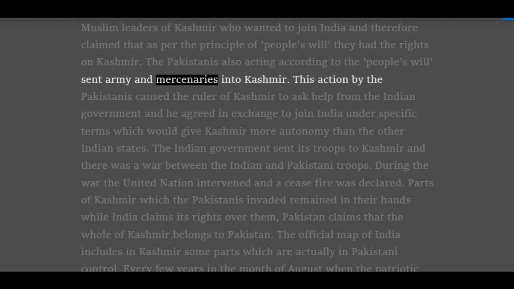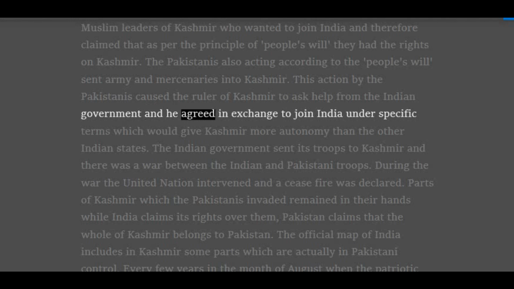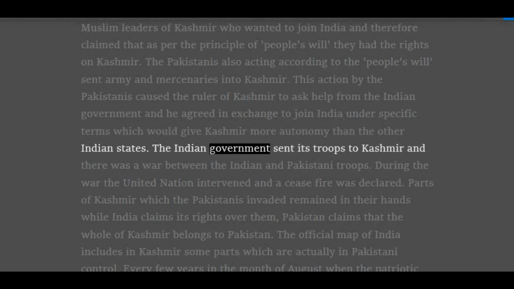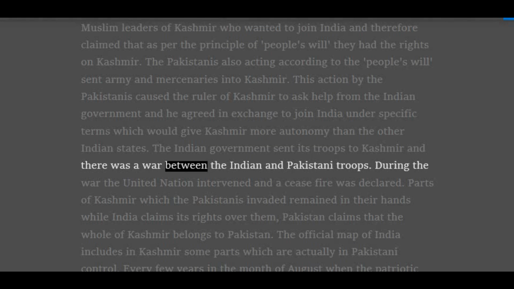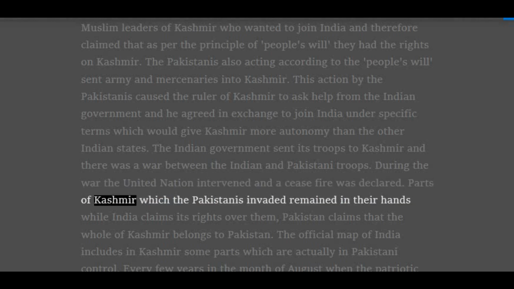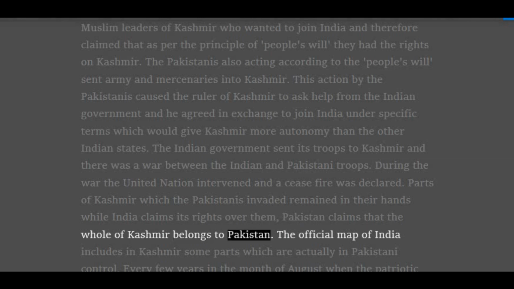The Pakistanis, also acting according to the people's will, sent army and mercenaries into Kashmir. This action by the Pakistanis caused the ruler of Kashmir to ask for help from the Indian government, and he agreed in exchange to join India under specific terms which would give Kashmir more autonomy than the other Indian states. The Indian government sent its troops to Kashmir and there was a war between the Indian and Pakistani troops. During the war the United Nations intervened and a ceasefire was declared. Parts of Kashmir which the Pakistanis invaded remained in their hands while India claims its rights over them. Pakistan claims that the whole of Kashmir belongs to Pakistan.